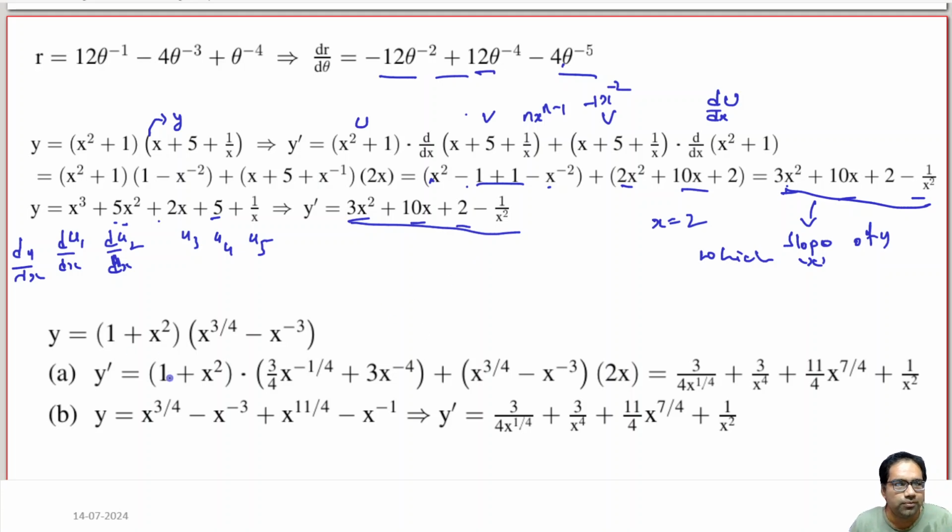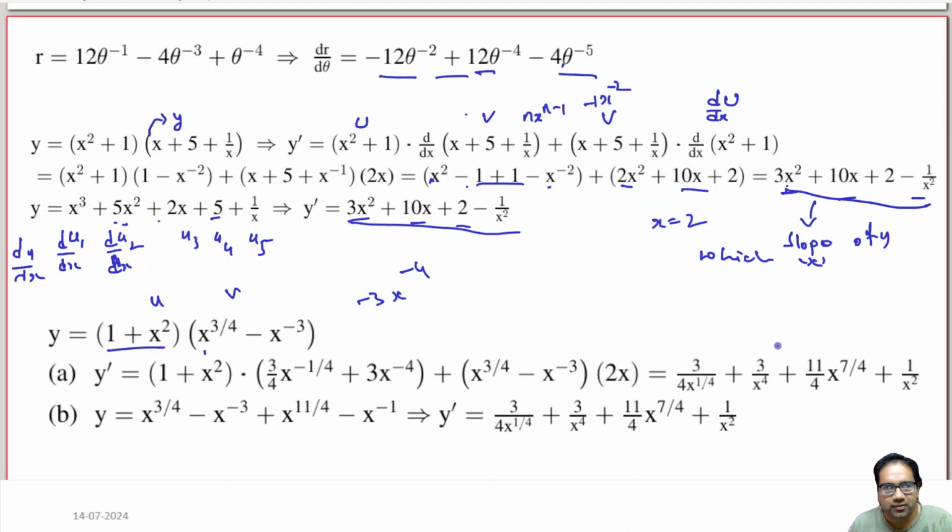First one, this is u, this is v. dv by dx is 3 by 4 x power 3 by 4 minus 1, that is 3 by 4 x power minus 1 by 4. Here, minus of minus 3 x power minus 3 minus 1, which is minus 4. Minus into minus becomes plus 3 x power minus 4. Similarly, we take v first and then du by dx: the constant gives 0, and x squared gives 2x power 2 minus 1, which is 2x, right?